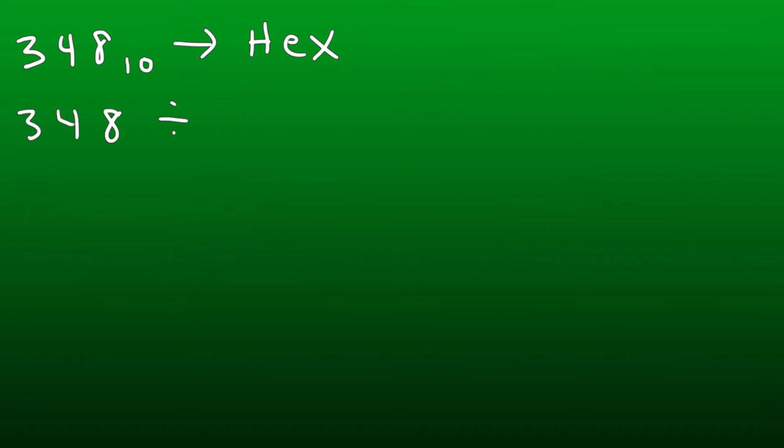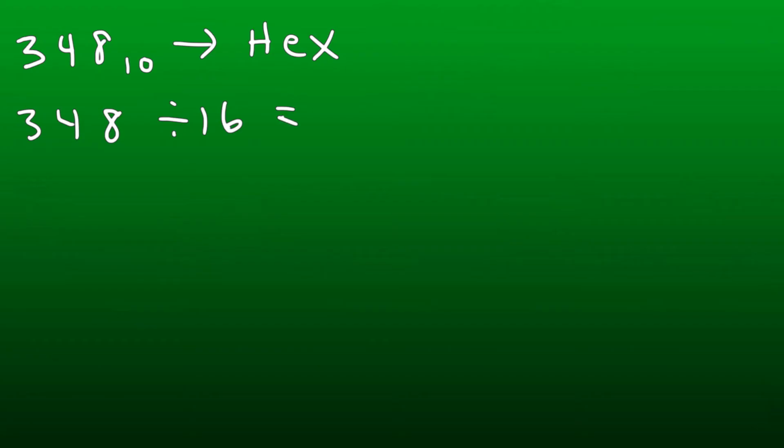Now let's talk about how to convert the decimal number into a hexadecimal number using successive division. So let's use the same number, 348, and convert it to a hexadecimal number. Now the hexadecimal number is basically a number in the base 16 system. So this time, instead of dividing by 2 or 8, we're going to divide by 16.